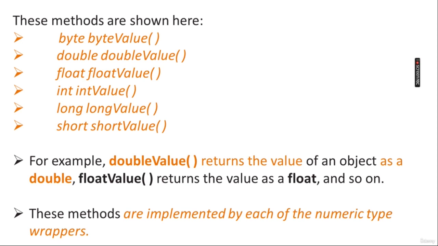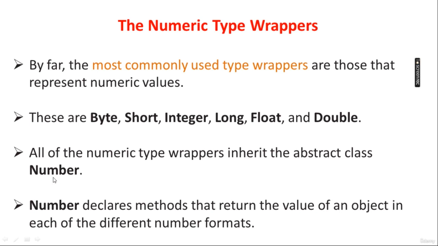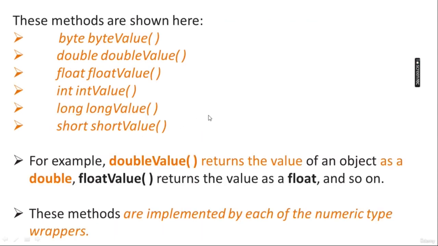The doubleValue returns the value of an object as a double, floatValue returns the value as a float, and so on. And these methods are implemented by each of the numeric type wrappers. Okay, because this class Number is a base class of these, and it is abstract, all these classes have to implement it, and they have implemented it to have all these values. And this will return me a particular value in a particular format.